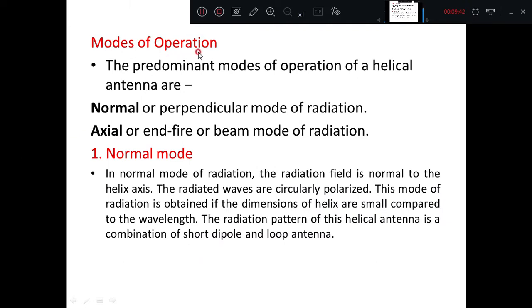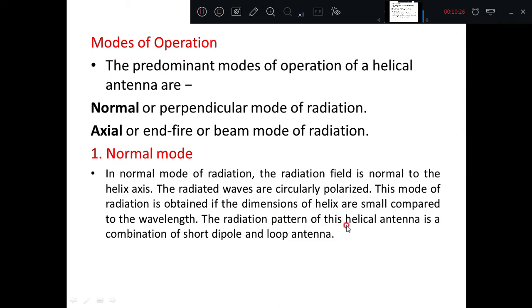There are two modes of operation. One is the normal or perpendicular mode of radiation, and the second one is the axial or end fire, also called beam mode of radiation. In the normal mode, the radiation field is normal to the helix axis. The radiated waves are circularly polarized, and this mode is obtained if the dimensions of the helix are very small compared to the wavelength. This is very important.